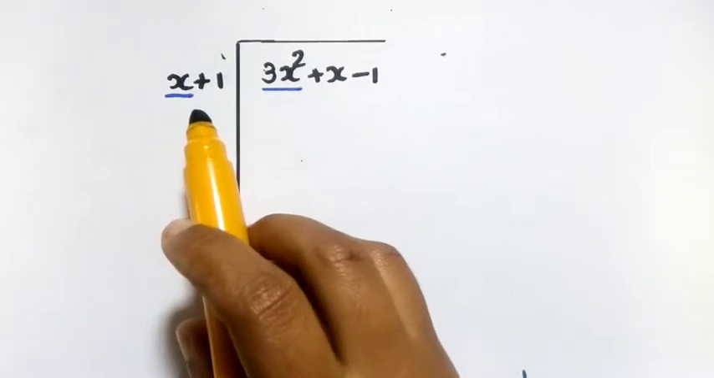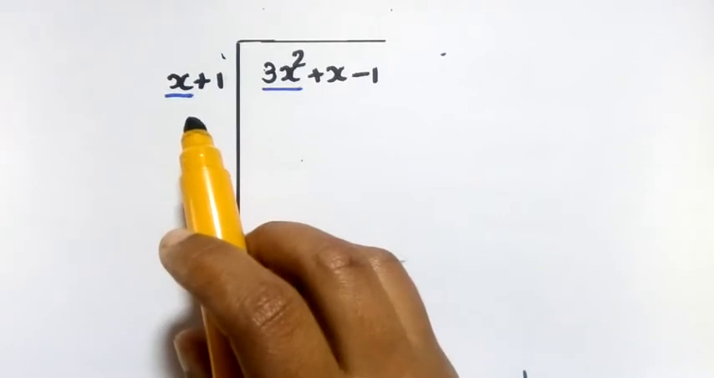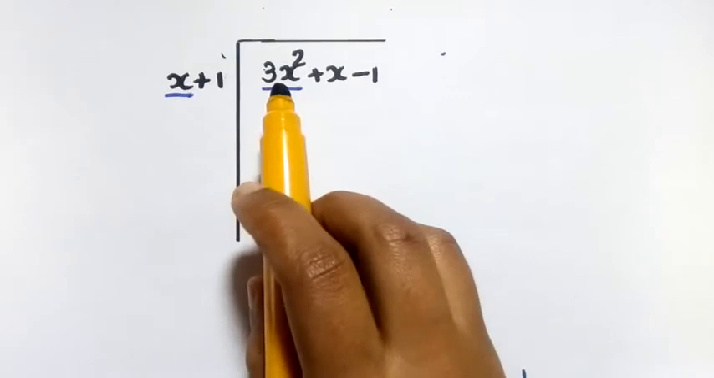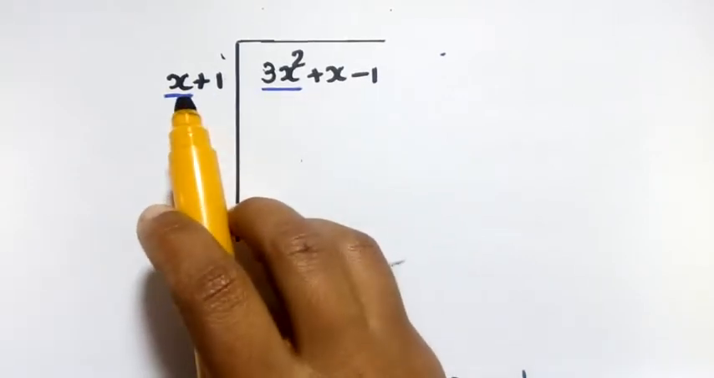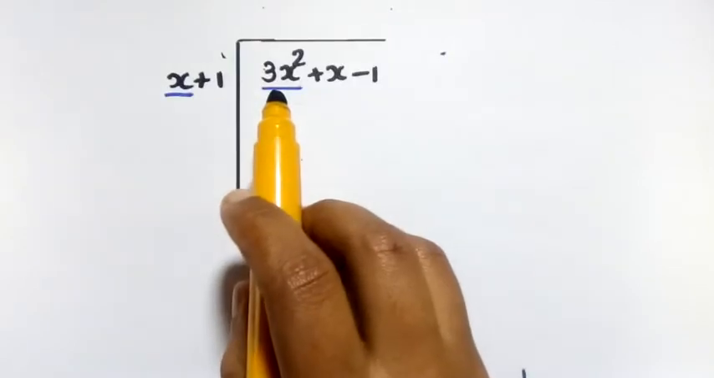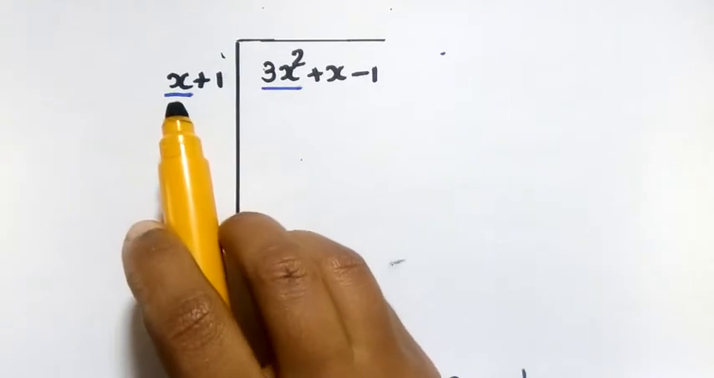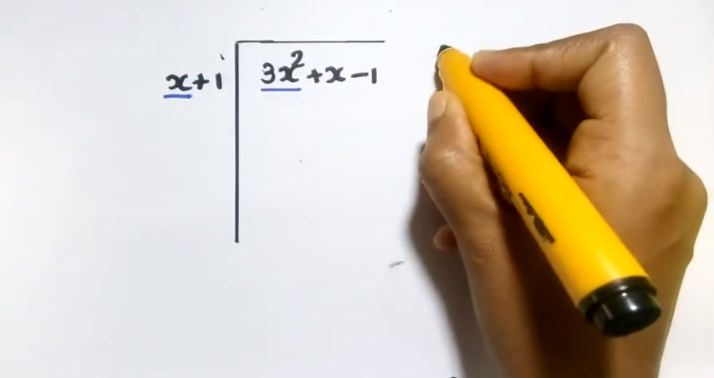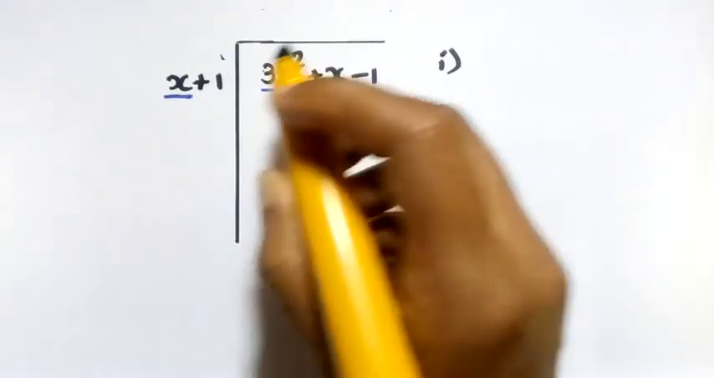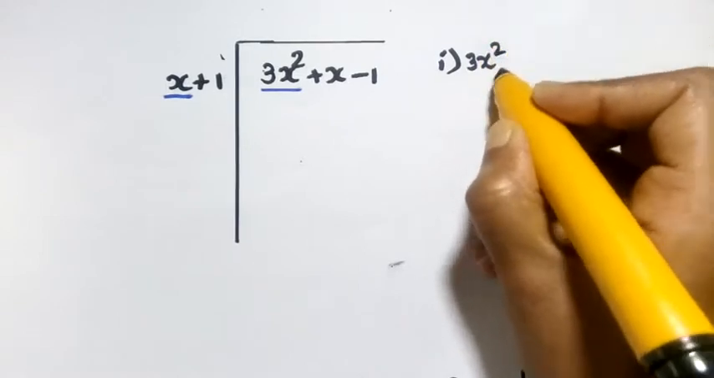Division of polynomials has some steps. Children, listen to the steps carefully. First step is, focus on the first term of the dividend and the first term of the divisor. Here the first term of the dividend is 3x square and the first term of the divisor is x. First we need to divide the first term of the dividend by the first term of the divisor. That is 3x square by x.